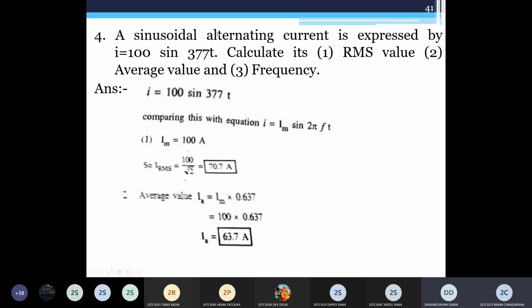How can we write it? Because omega is given, 2 pi f is given. 2 pi f is how much? 377. So f is equal to 377 divided by 2 pi. Clear? So you get the 60 hertz frequency. So all of you get this answer? Yes, sir. Is there any doubt? Anyone?